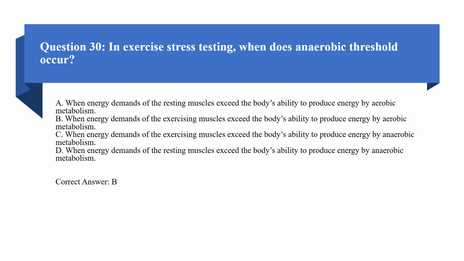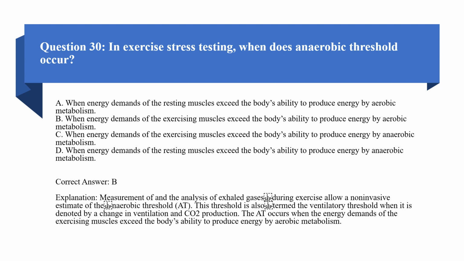Correct answer is B as in boy. So it's the energy demands exceeding the muscles' ability to produce energy by aerobic metabolism. Then you go into anaerobic metabolism. And the explanation is going to give you the more detailed explanation.